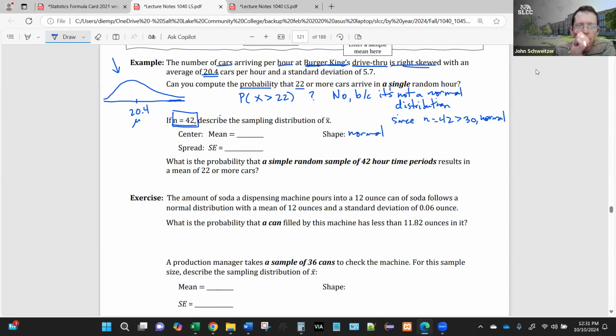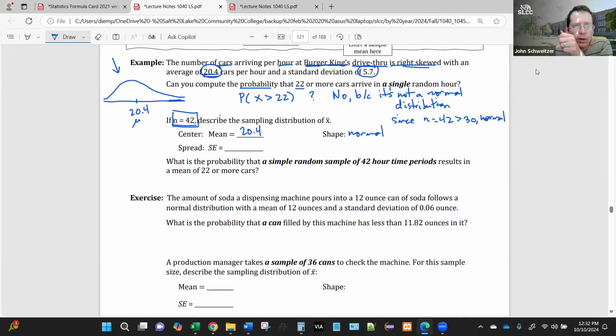What's the mean? Well, the mean is the same as the parent population, so it'll be mu, or 20.4 cars per hour. What about the spread? Well, the spread in the parent population is 5.7 cars per hour. But this is where things change a little bit.